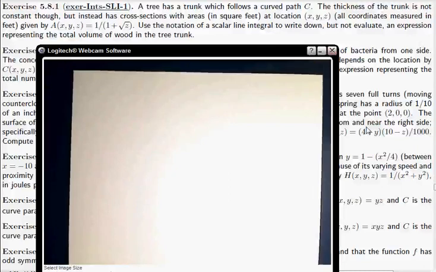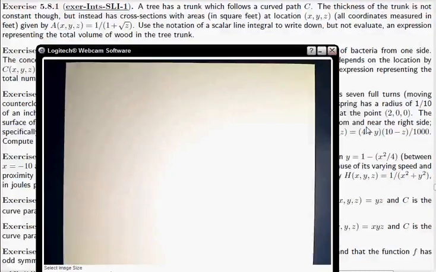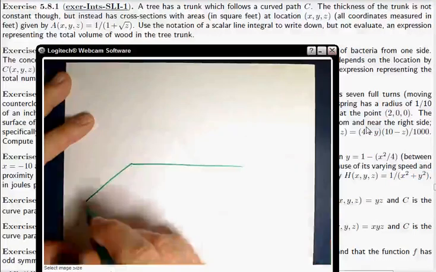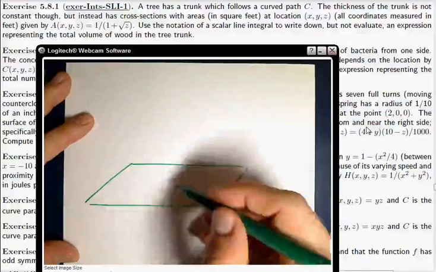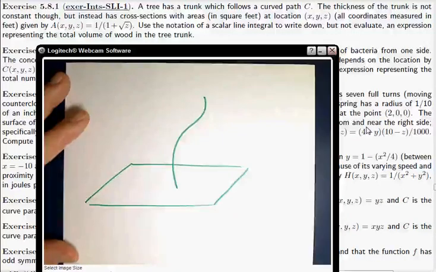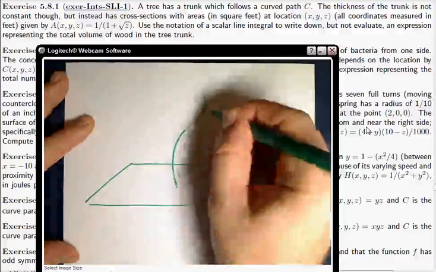All right, so again, as in 583, there's a sort of an approximation that's going to be happening here. But so let's see here. So we have a curved path C. So let's say here's the ground, and my tree is, let's say that's my tree. So, some sort of a bendy kind of weird-looking tree like that. So this is our path C.